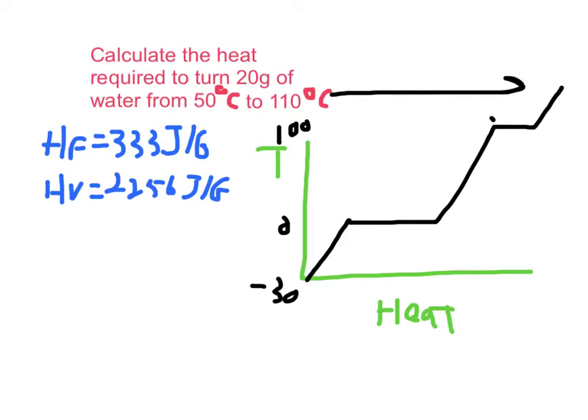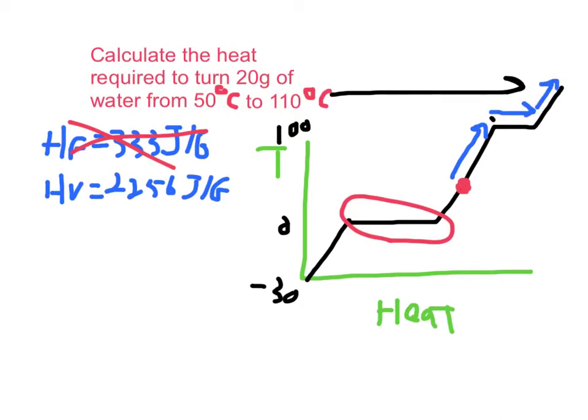Notice where you're starting. We're starting at 50, so we're starting around here. I won't even need to know my HF, because that's the heat of fusion. That'll go right there. So if I'm going from 50 to 110, I first have to go from 50 to 100. That'll be MC delta T. Then you go vaporization, and then you go up to 110.